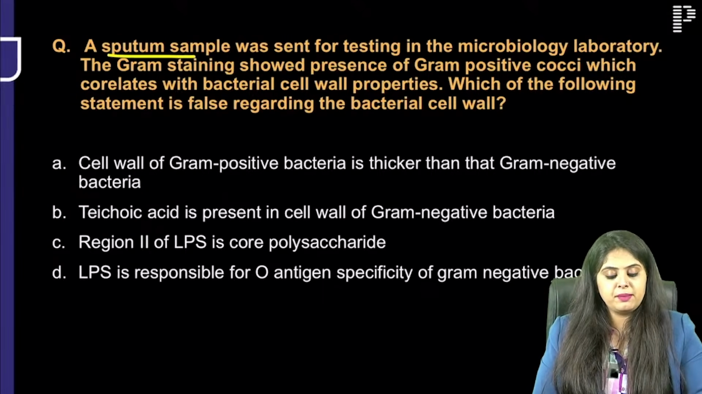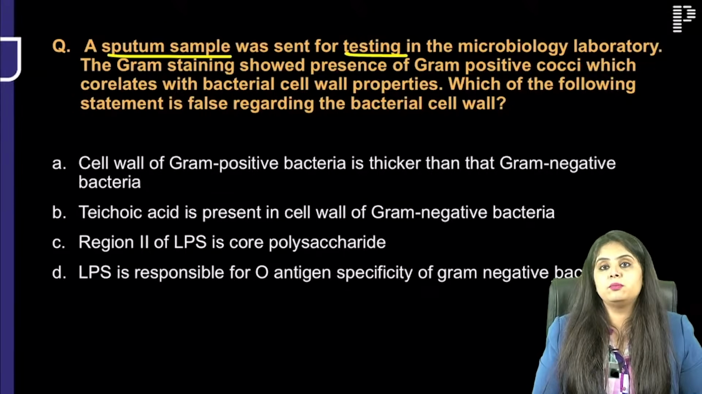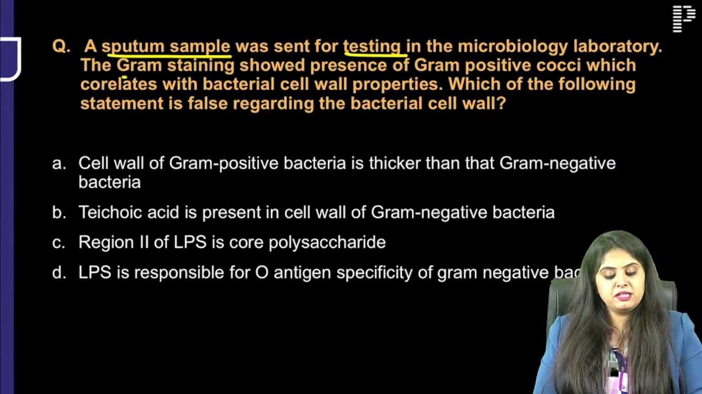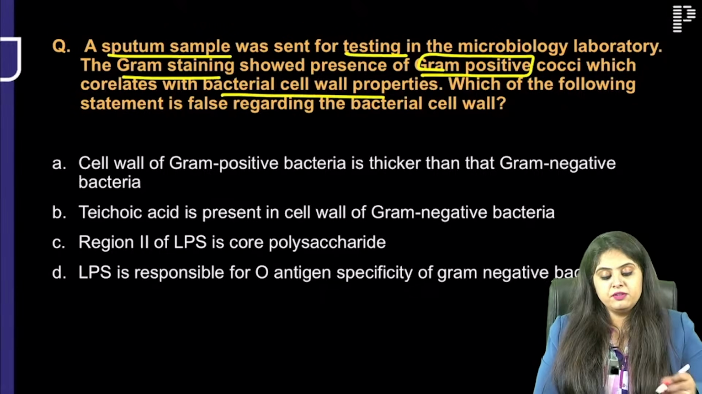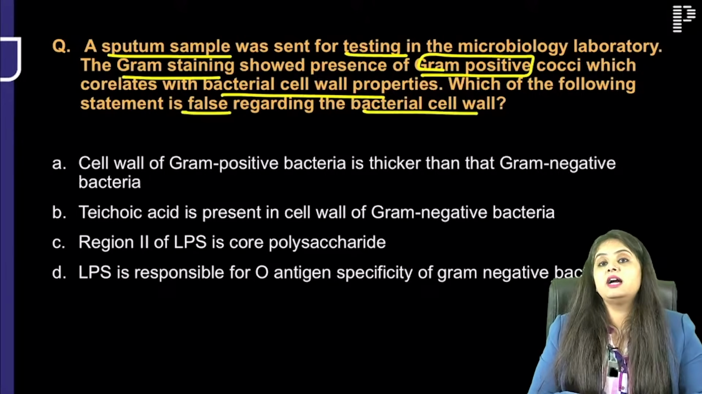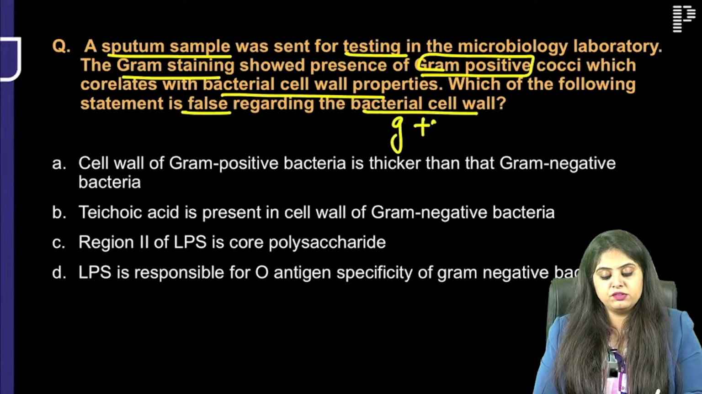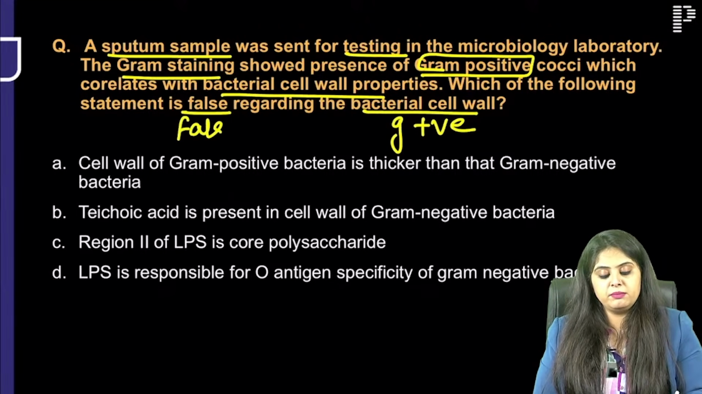Now a little last question, a lengthy question. There is a sputum sample which was sent for testing in the microbiology lab. The gram staining showed gram positive cocci, which correlate with bacterial cell wall property. Which of the following statements is false regarding bacterial cell wall? Meaning, regarding the gram positive cell wall, you have to tell me the false statement.